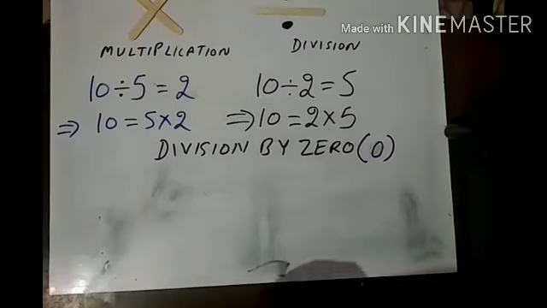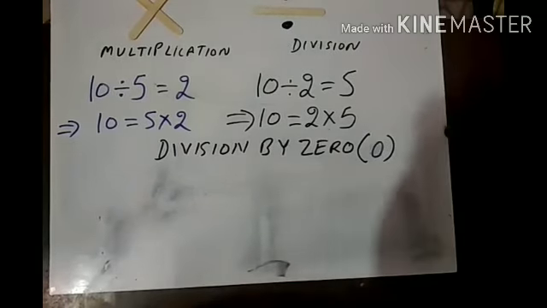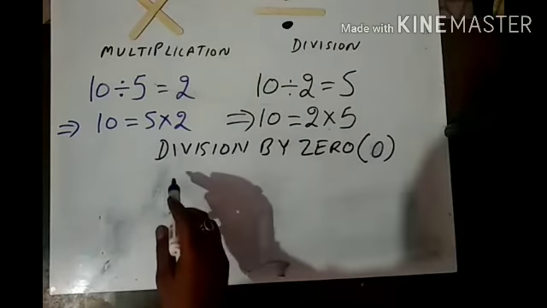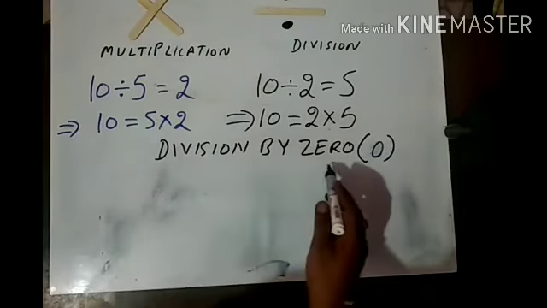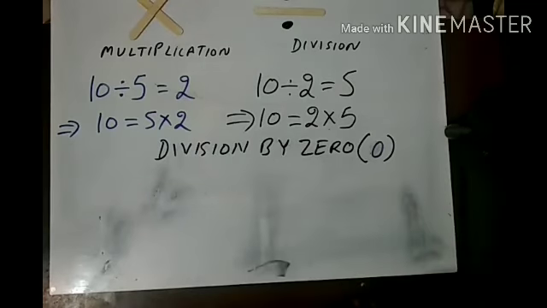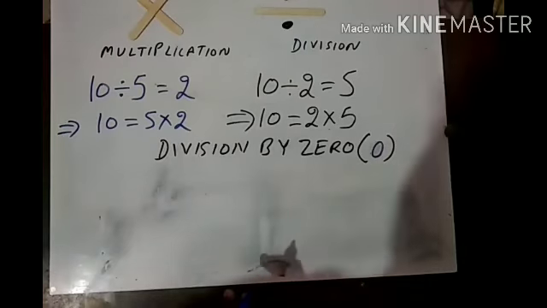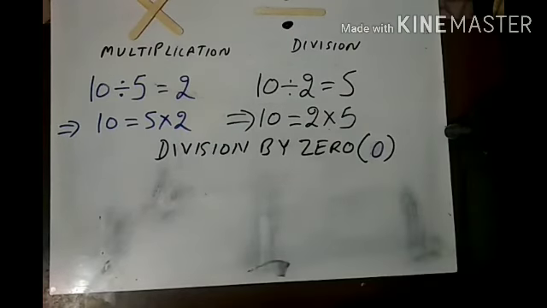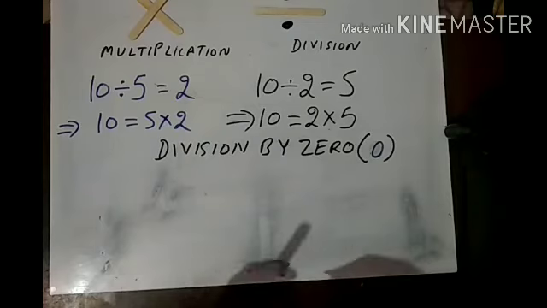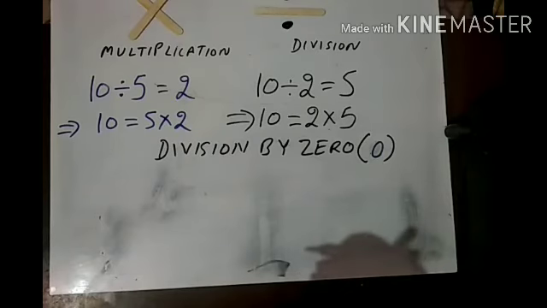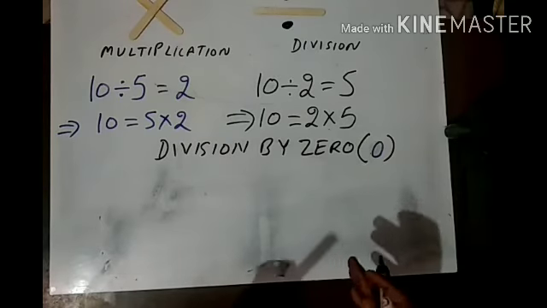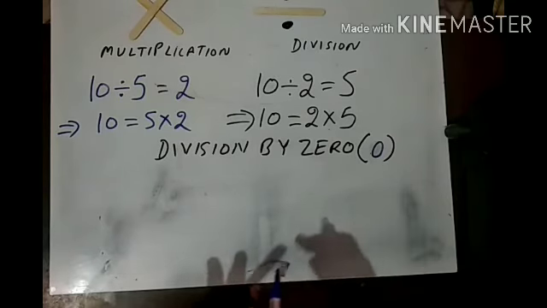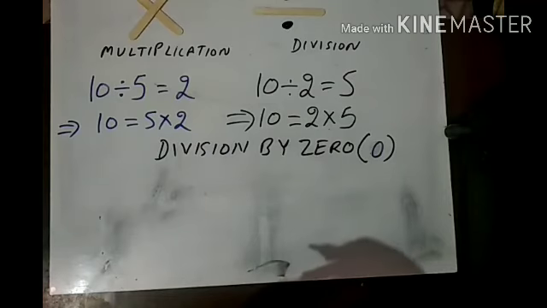Now we will discuss an important rule, that is division by 0. If I take a whole number and divide this by 0, then is it possible or not possible? It will be discussed in this video. So first of all, I will take the 0 and divide this by any whole number.